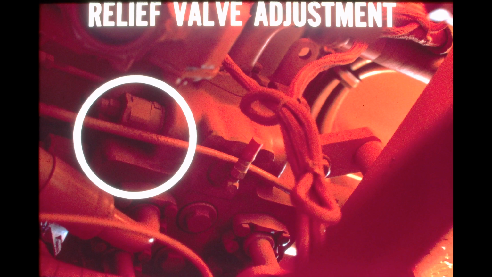Be careful when making the loader system relief valve adjustment. The relief valve is very sensitive. Therefore, turn the adjusting screw only 1/8 of a turn at a time. The main hydraulic system relief valve setting is 2,750 psi.